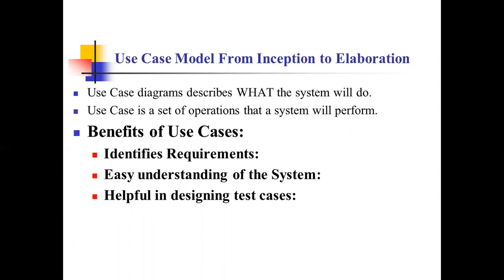Then use case model from inception to elaboration. We have seen in the last chapters what use cases are. Use case diagrams describe what the system will do. Whenever we draw any use case diagram, that diagram describes what the system is going to do with the given requirements. A use case is a set of operations that a system will perform. It is a set of operations or sequences that the system is going to perform.